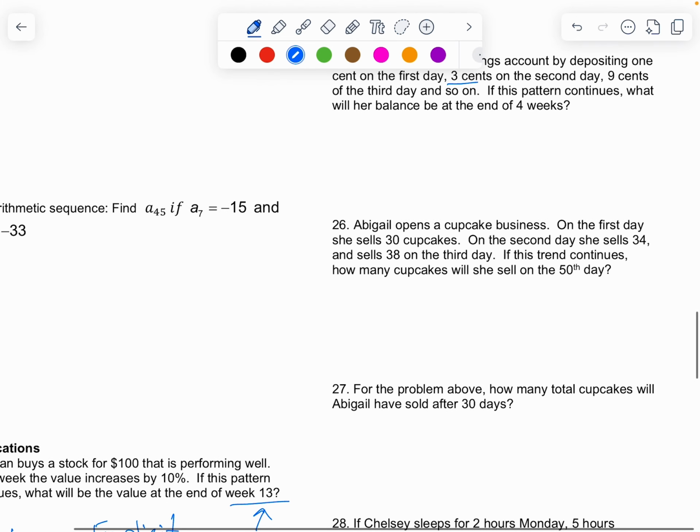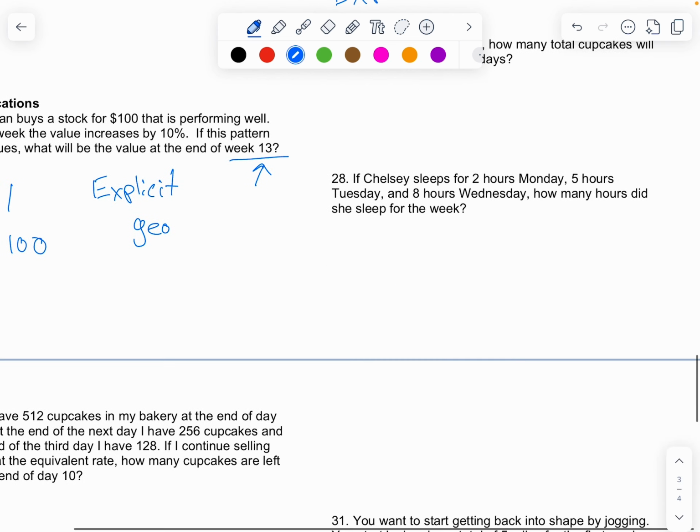Let's see, cupcake business: on the first day she sells 30, then 34, then 38. So this is changing by adding 4. So this one, your d is 4. How many cupcakes will she sell on the 50th day is just telling you to use the explicit formula, and then plug in 50. That's different than asking how many she sold in total. That would be adding up all of the cupcakes from each day to get the total. So you don't have to use your sum formula for that one.